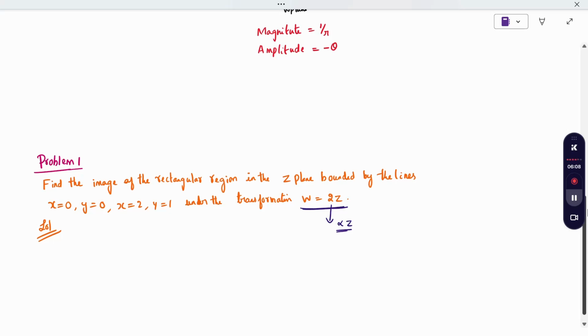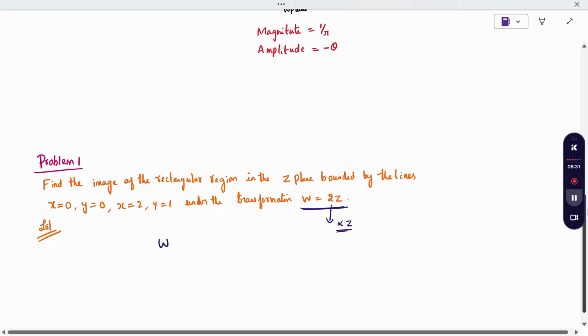So without doing the problem itself, you can guess the diagram will be a little bigger only. Whatever the original shape is in the plane, you are going to get a little bigger one. So like that you can guess, and then start doing the problem. Whatever transformation is given in the question, first we have to take it as it is: W equal to 2z.